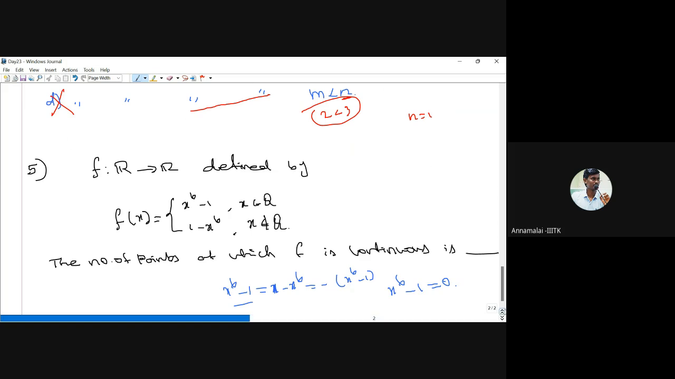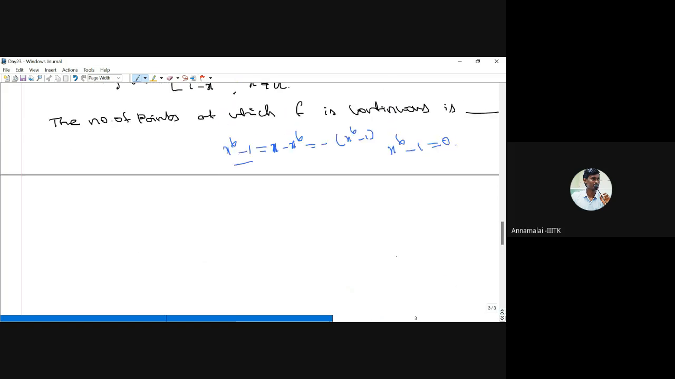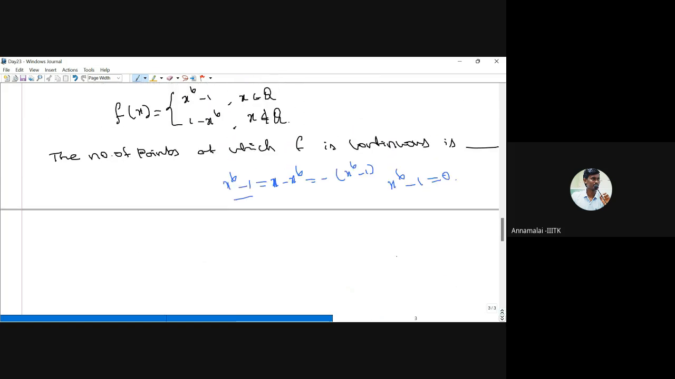Now, what are the solutions of this one? For what values of x is this 0? This can be written as x cube squared minus 1 squared equal to 0. So this is of the form a squared minus b squared, which is a plus b into a minus b equal to 0. So what are the solutions? x equal to 1 is one solution, minus 1 is another solution. Other solutions are complex roots.